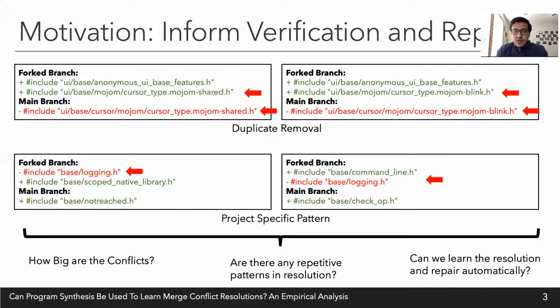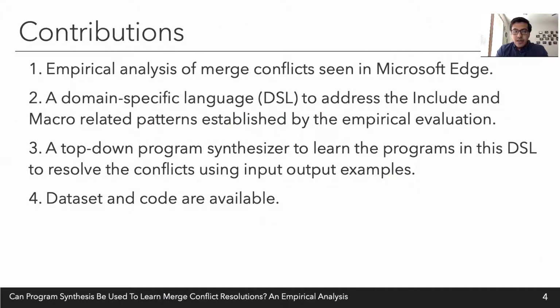This example demonstrates the existence of common resolution strategies in the history of a project and the value of learning such frequent patterns to automate future conflicts. To that end, our contributions are the following. We performed an empirical analysis of merge conflicts seen in Microsoft Edge. A domain-specific language has been proposed to address the include and macro-related patterns established by the empirical evaluation. A top-down program synthesizer has been used to learn the program in this DSL to resolve the conflicts using input-output examples. Finally, the dataset and code are available.